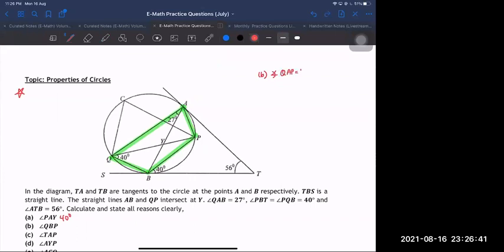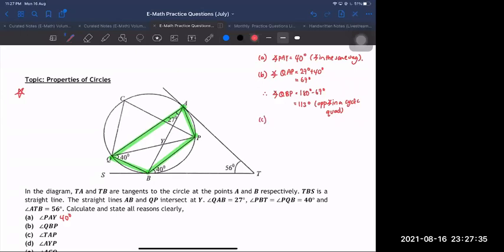QAP equals 27 degrees plus 40 degrees, 67. Therefore, angle QBP is 180 degrees minus 67, equals 113 degrees. Okay, wait, I'll write the reason why. This is opposite angles in a cyclic quadrilateral. For part B, angle PAY, angles in the same segment. Yep, this is part B.